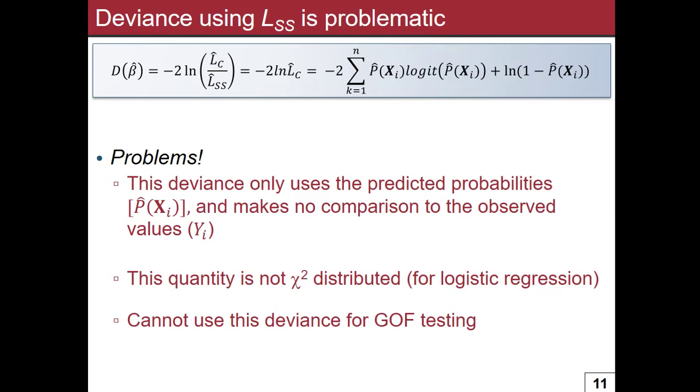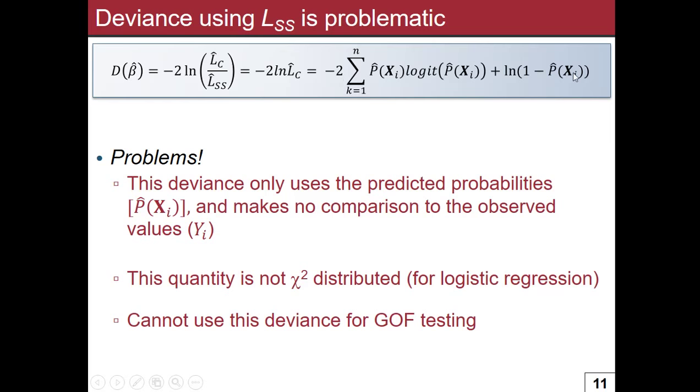I said in theory we'd love to compare our model to some ideal model, but that comparison is not possible because the saturated model always has the same likelihood. It's something we'd like to do, but mathematically we're left always dividing by 1. And so all we have is the predicted probabilities from our model, and we're not comparing to the observed values in the data, the yi's, and we're not comparing to the saturated model.